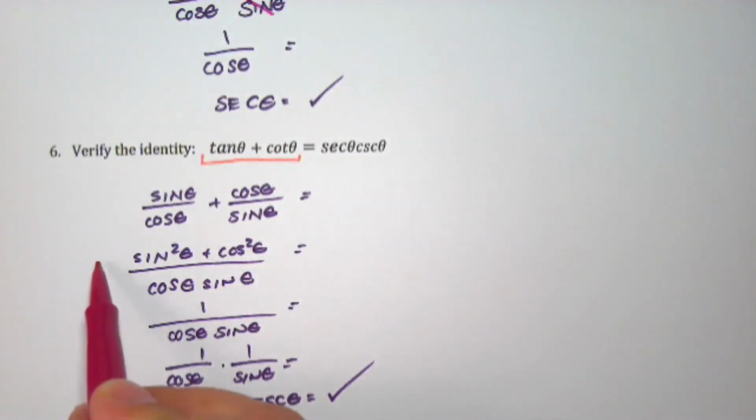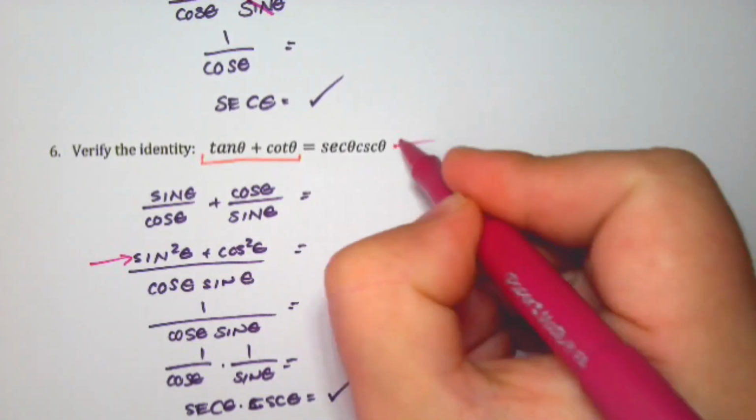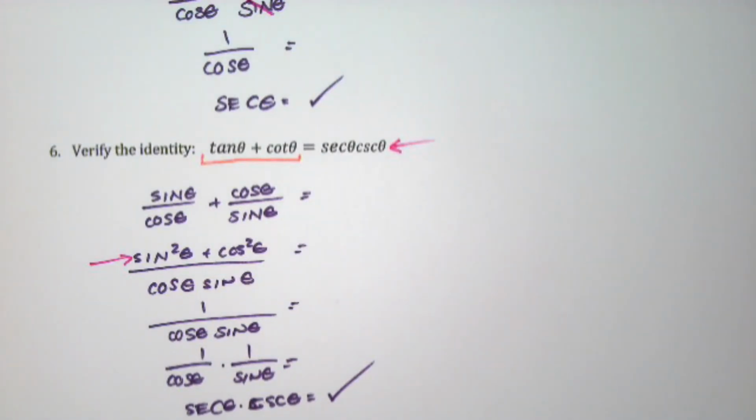And now, like we've seen a ton already, right? Pythagorean identity up top, that changes to a 1. So we get 1 over cosine sine. Then I just added this extra step for you to really see. We could break that up as 1 over cosine times 1 over sine. And then that very last step is those reciprocal functions. That's just secant theta times cosecant theta, which is exactly what we're looking for.